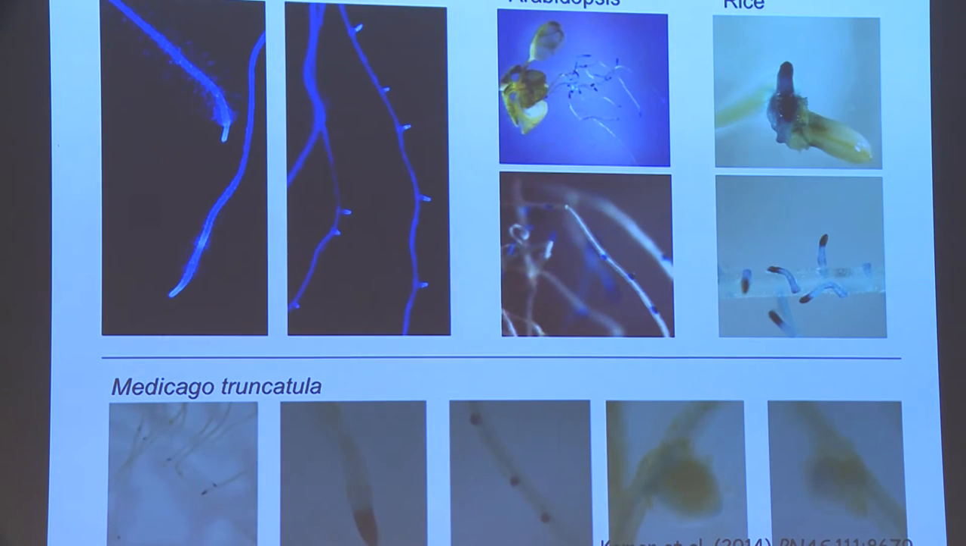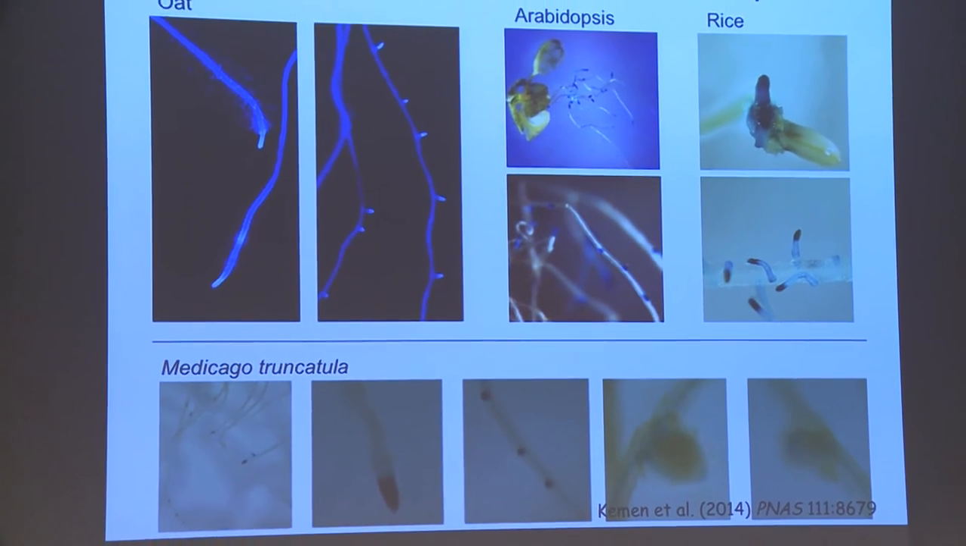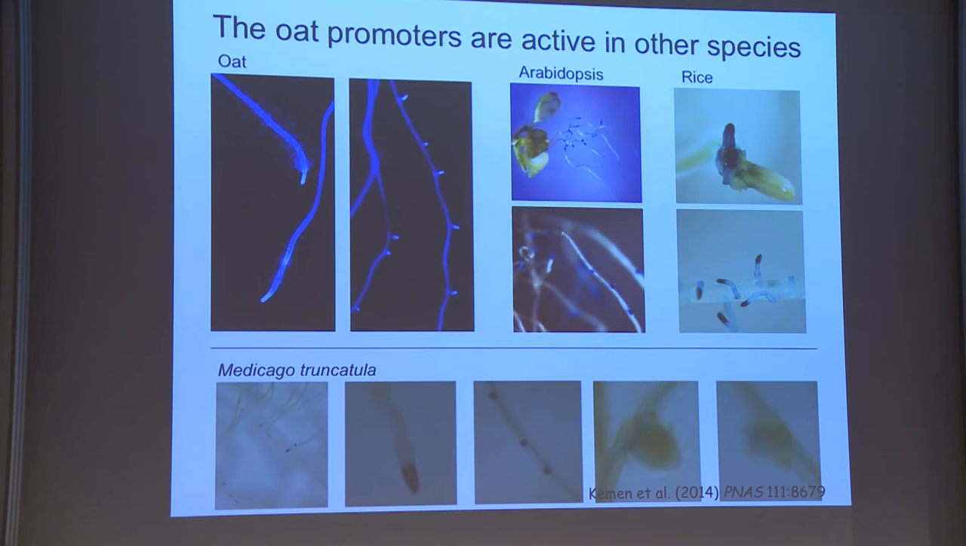One of the things that surprised me when I first started thinking about plant engineering is that despite all of the effort that has gone into this area since the 70s or 80s, there are very few promoters available. And there are certainly very few promoters available that we can have confidence that they will drive coordinate gene expression. If you want to express multiple genes in the same tissue at the same time, there's still a big challenge there.